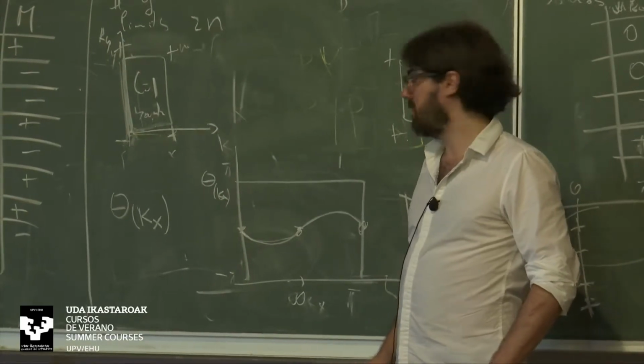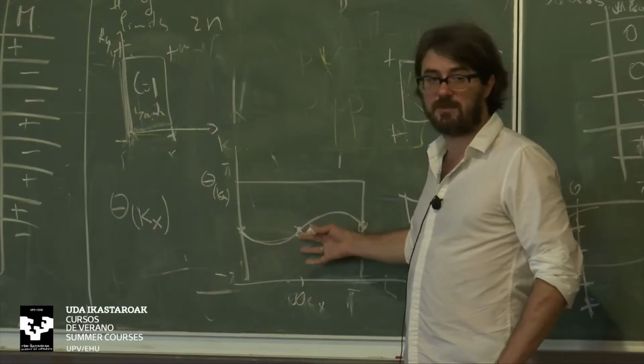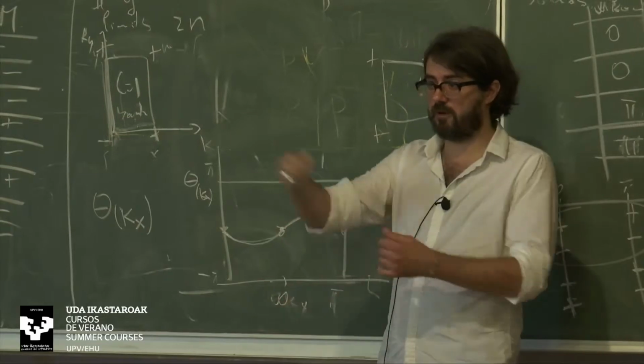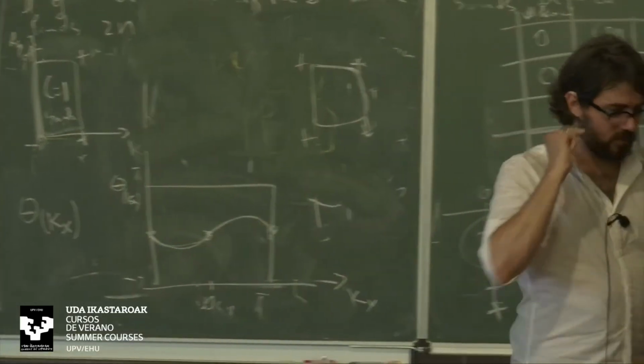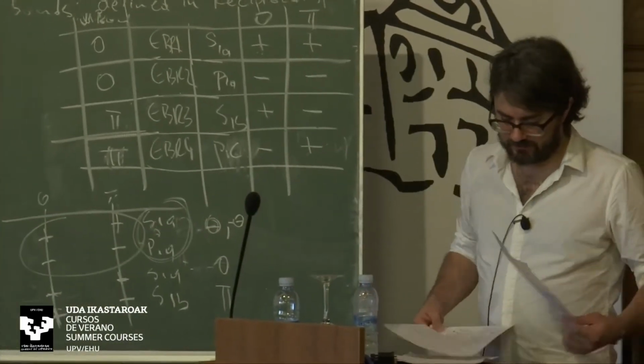And you can notice that here the Wannier centers, as you move kx, stay within the same unit cell. So you can localize them. They don't move across unit cells. Okay. Very, very good.